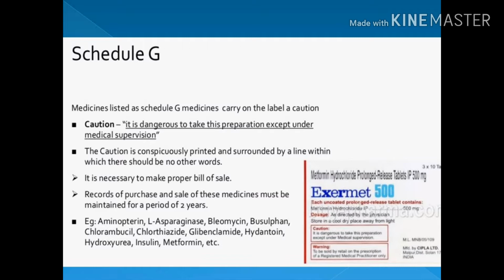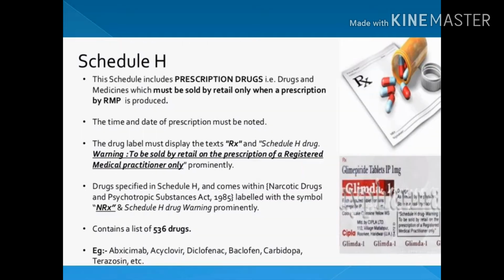Like in the example you are seeing, it is necessary to make a proper bill of sale. Records of purchase and sale of these medicines must be maintained for a period of 2 years. These medicines include hydantoin, insulin, metformin, etc. Next are Schedule H drugs.